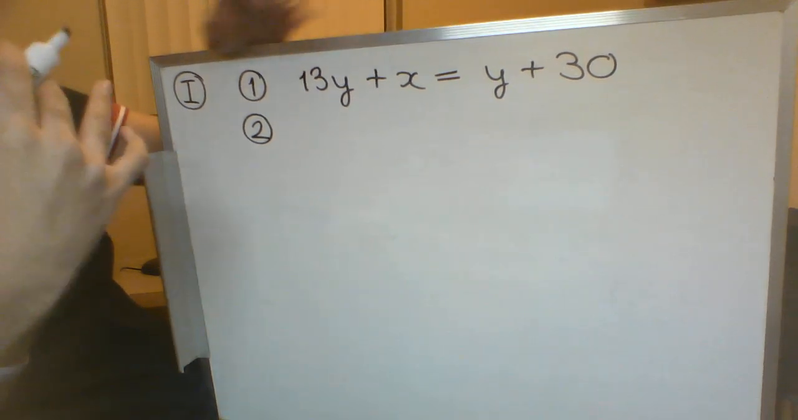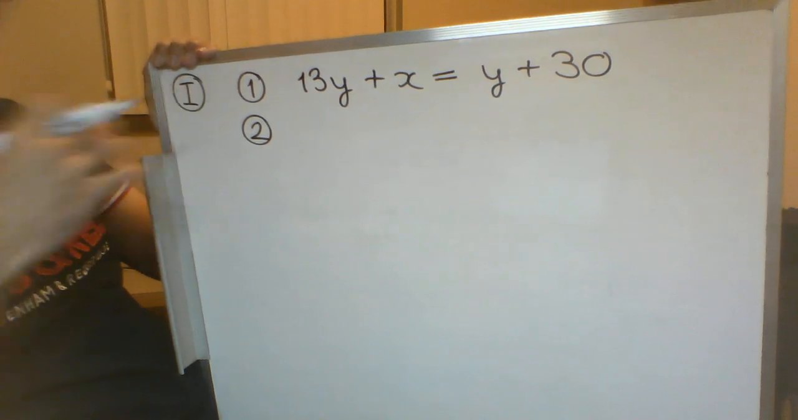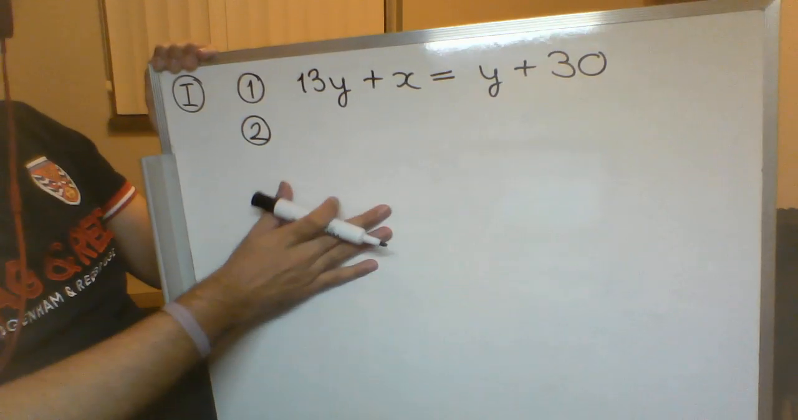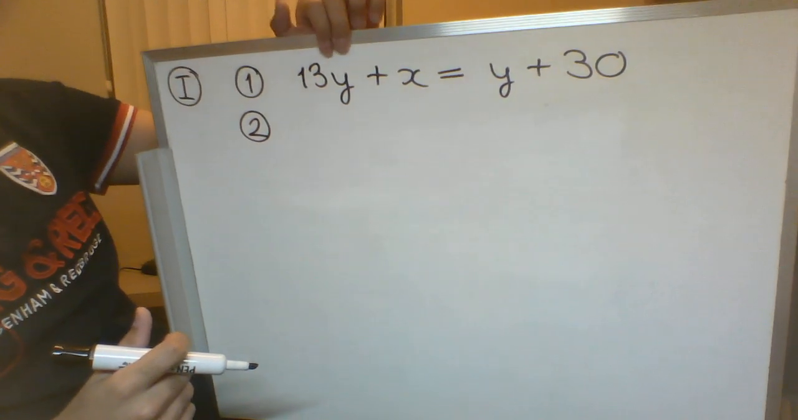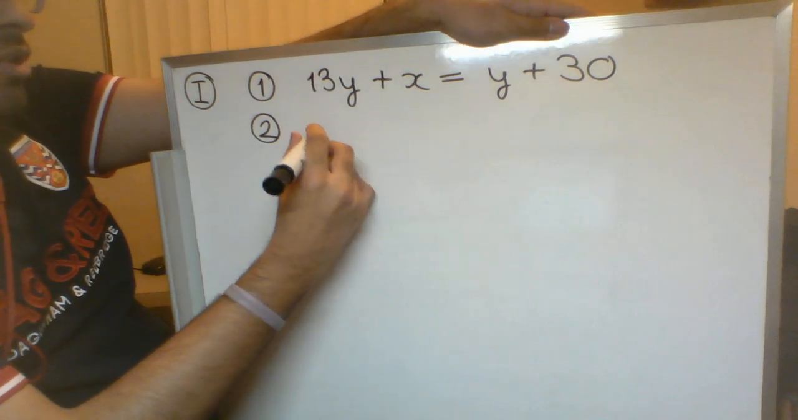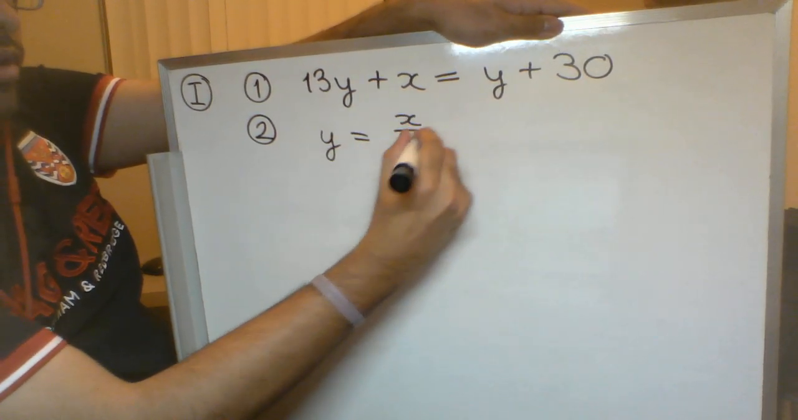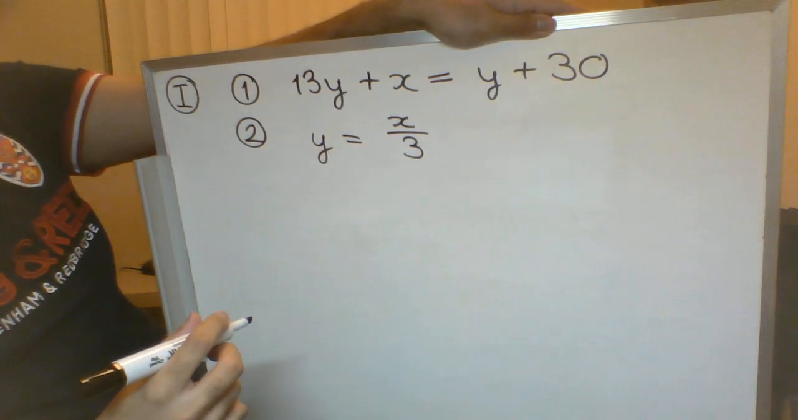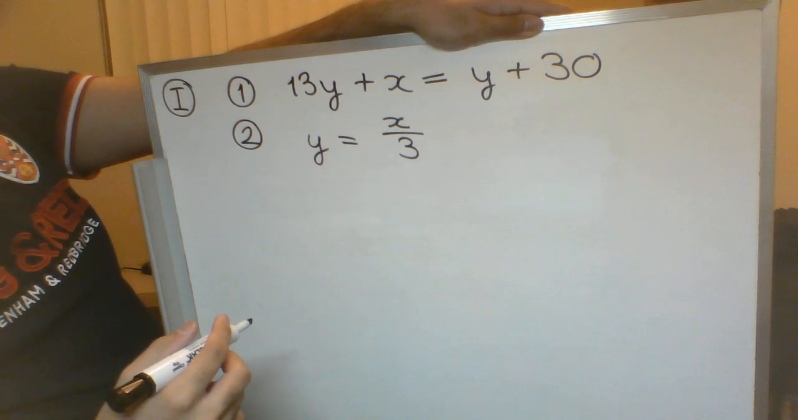Just so that you can explain what you're doing with which equation as you're going through the math, because otherwise it's just a mess of numbers down here if you don't explain what you're doing. So equation 1, we've got 13y plus x equals y plus 30, and then equation 2 is y equals x over 3, or x divided by 3.